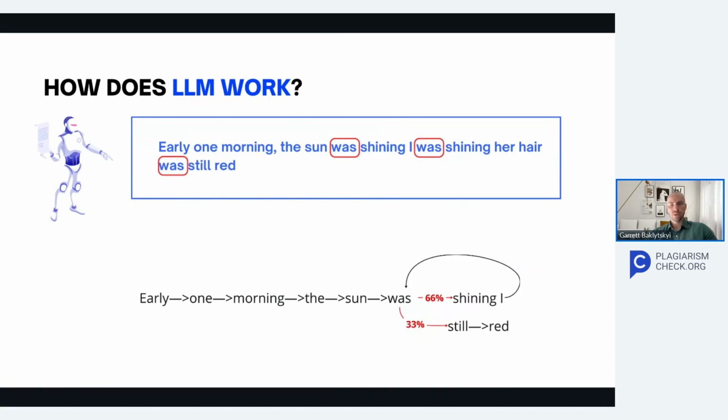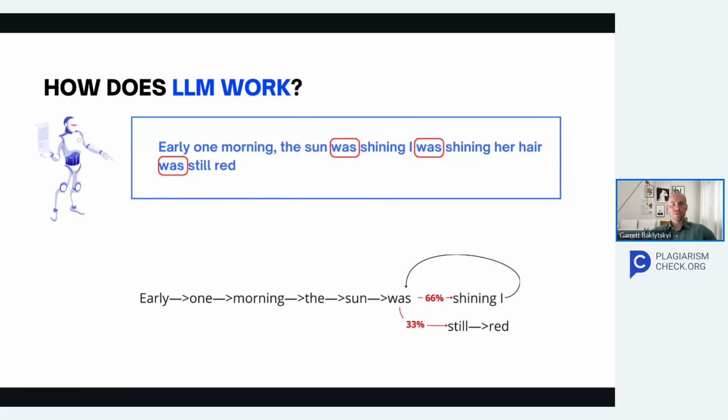the next word after "was," in many cases it will be "shining" because it has higher probability. Every time an AI generator generates a response based on your prompt, it calculates every following word based on its probability according to the previous combination of words.